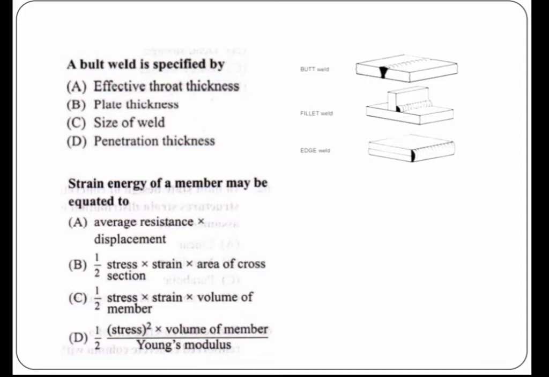Strain energy of a member may be equated to: the correct answer for this question is options C and D, both. Half into stress into strain into volume of member, or half into stress square into volume of member divided by Young's modulus, which is denoted as E. As stress is denoted as sigma, that means sigma square into V by 2 into E. C and D, both options are right in this question. Now proceeding to the next question.